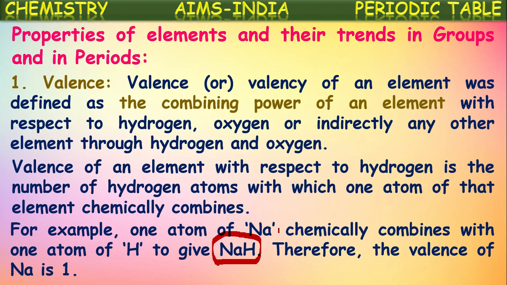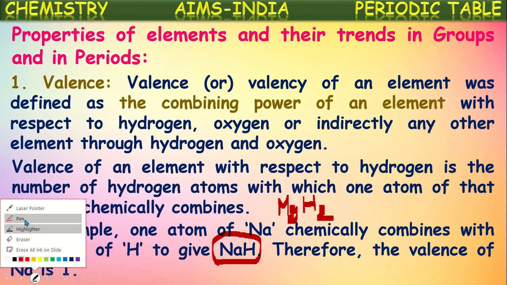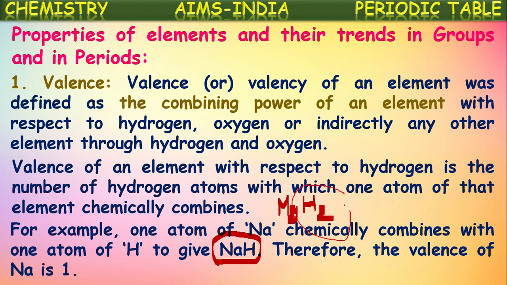Okay, if you see one more element, we know magnesium. Magnesium combines with hydrogen to give magnesium hydride. The formula of magnesium hydride is MgH2. Here, one atom of magnesium combined with two atoms of hydrogen. That's why the valency, or the combining power, of magnesium in terms of hydrogen is considered as 2. Nothing but the valency of magnesium is 2.